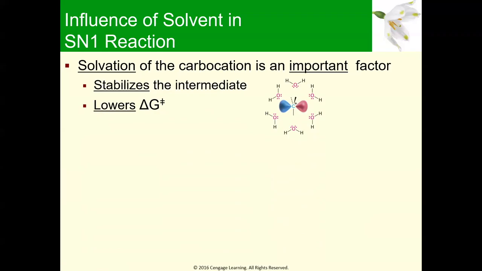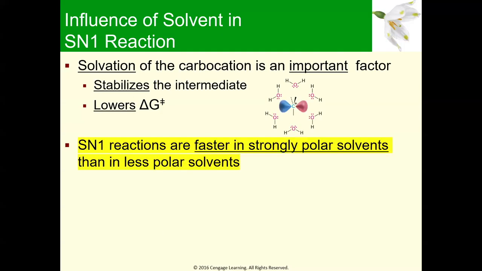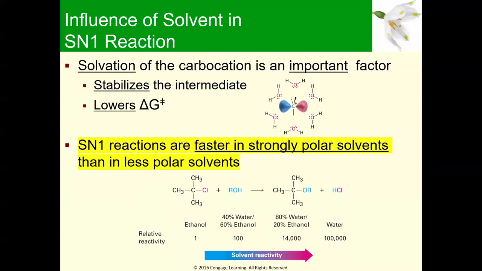And so if you have a solvent around that will stabilize it, effectively what you're doing is you're lowering that activation energy. So it's going to speed up the reaction, bottom line. So the bottom line is that an SN1 reaction is going to go faster when you have strongly polar solvents. Okay, and to illustrate that, we have this little diagram that's not in your handout, but just look at it, pay attention to it.